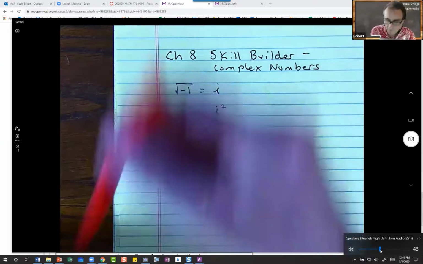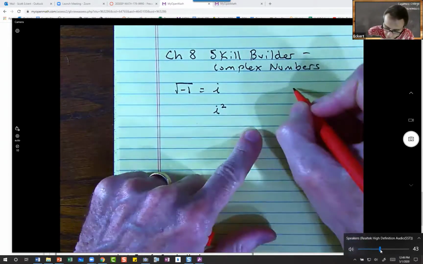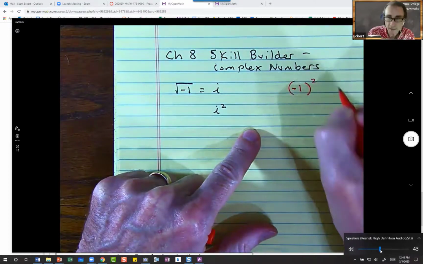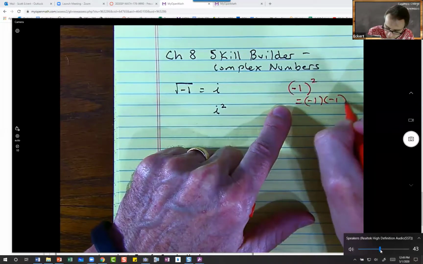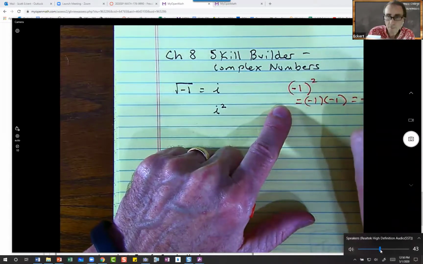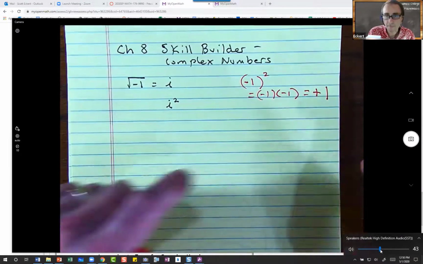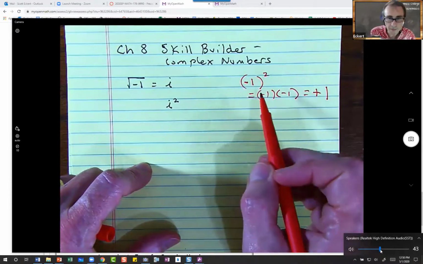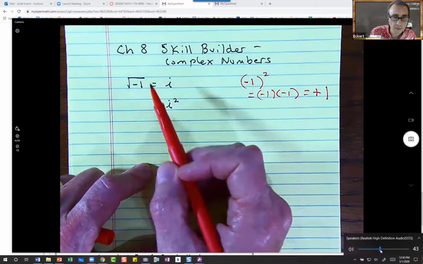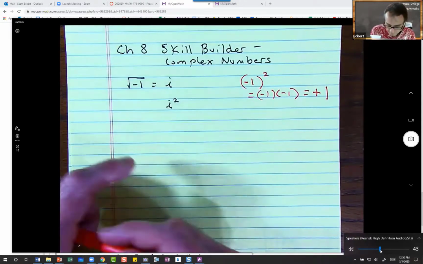So in real numbers, -1 to the second power is -1 times -1, and that does equal +1. But that's just the normal -1. This is not the normal -1. This is the square root of -1.